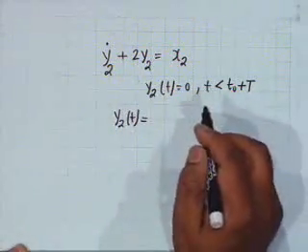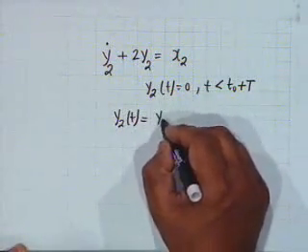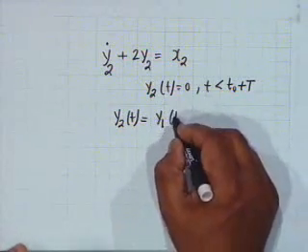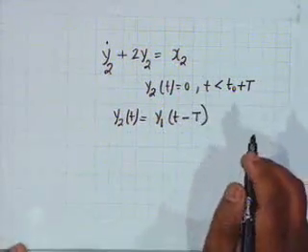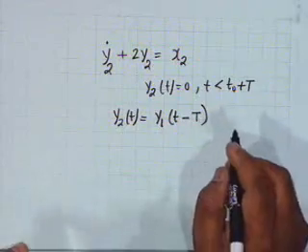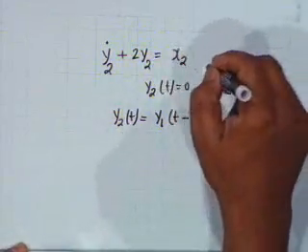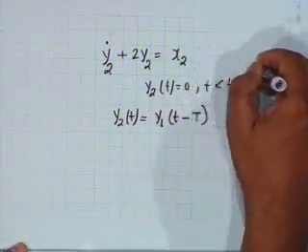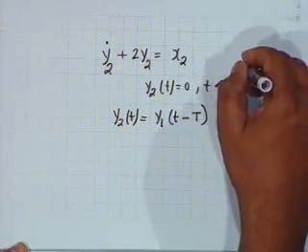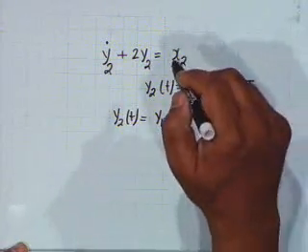This equation is satisfied by y2 of t equal to y1 of t minus capital T. All you do is substitute for x2, it is x1 of t minus capital T, then bring back x1. You will see that y2 becomes identical to y1. It's a trivial manipulation. I would like to skip this.